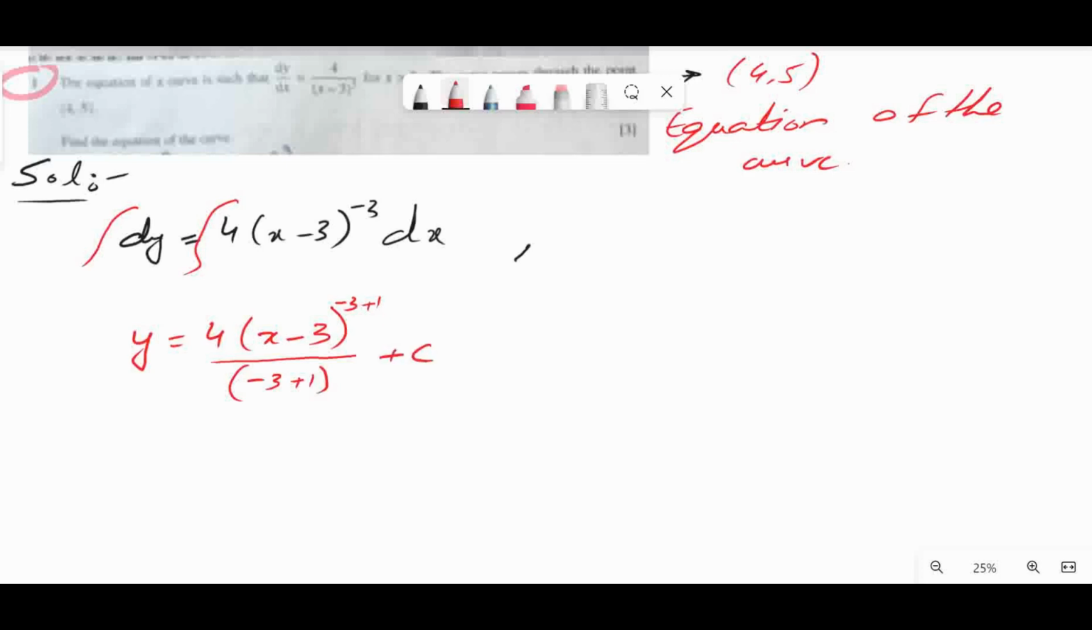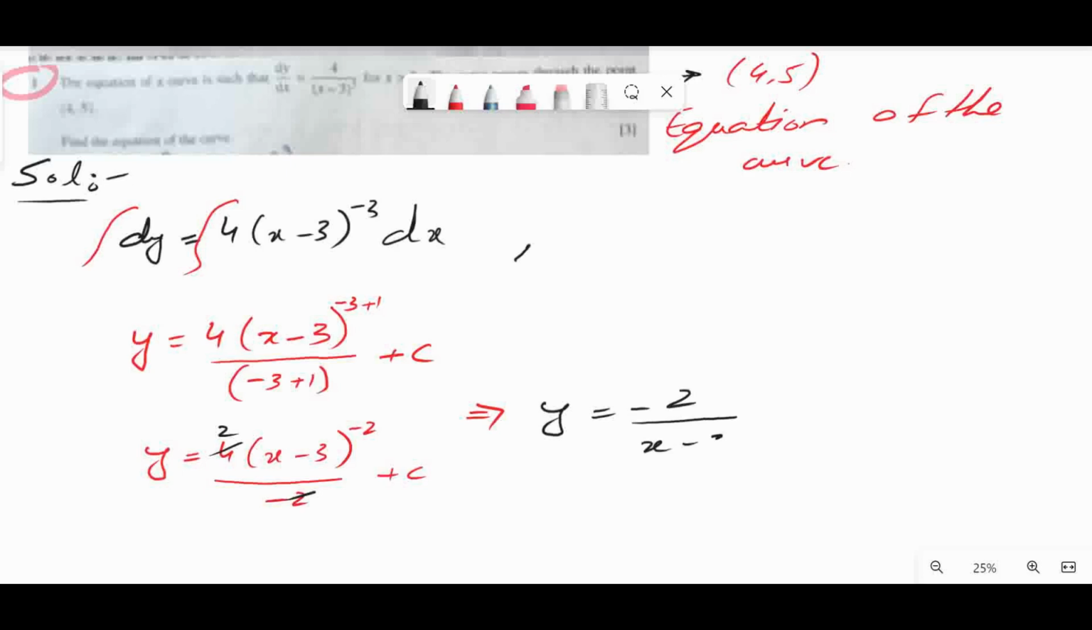Plus c. So then y is equal to 4 into (x minus 3) whole power minus 2 divided by minus 2, plus c. Then we can further write it as, we can cancel out these two, so y will be equal to minus 2 divided by (x minus 3) whole power 2, plus c.